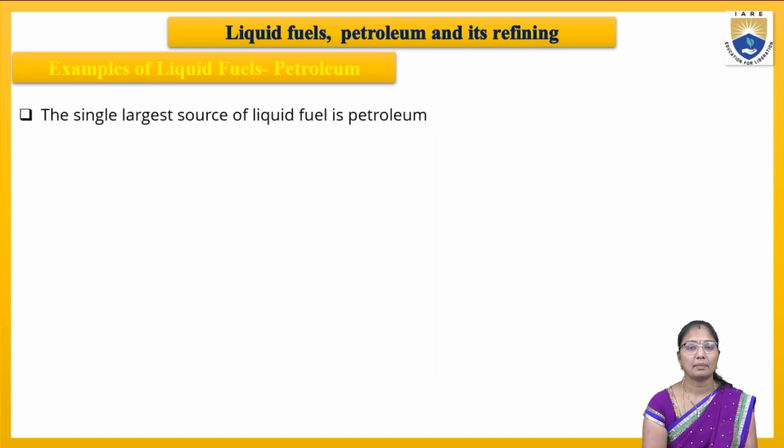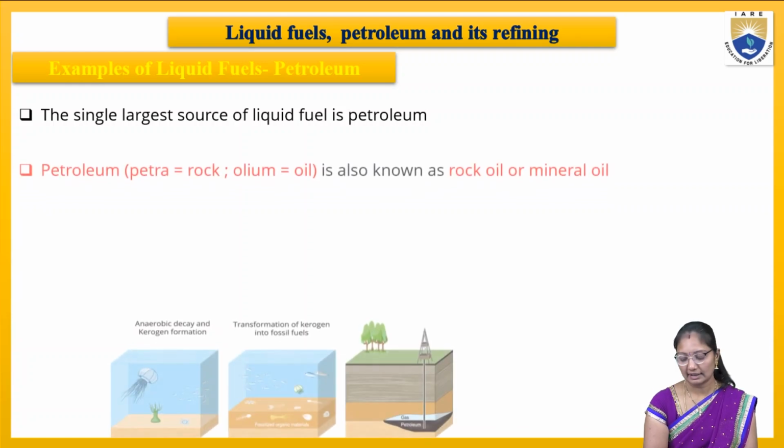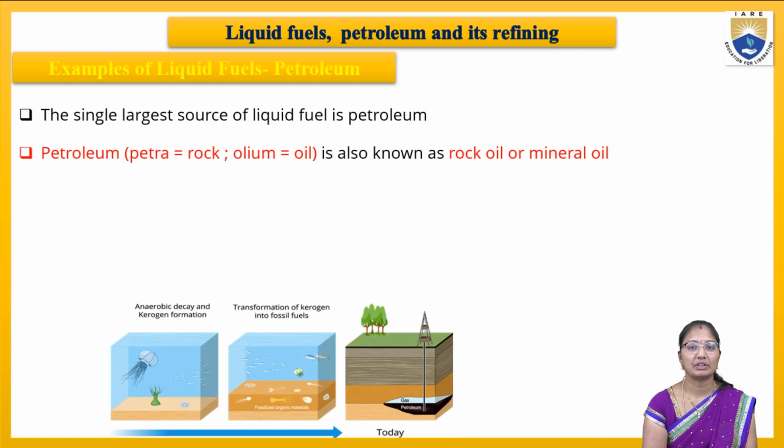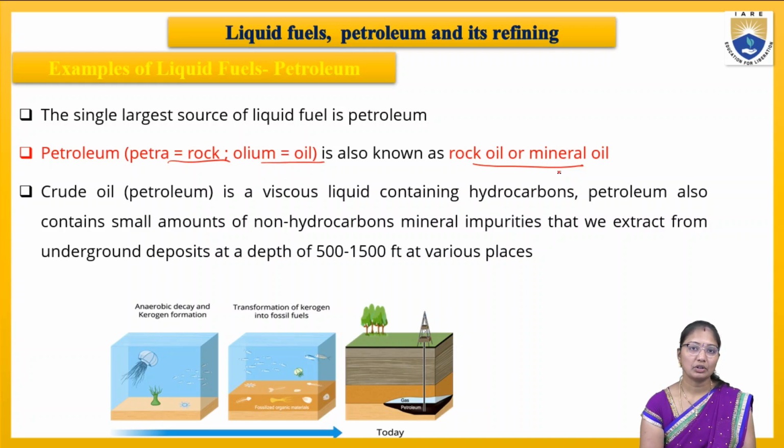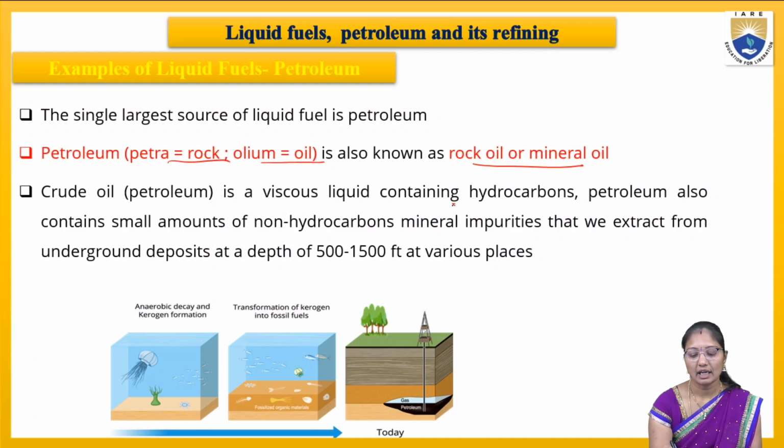So what are the examples of these liquid fuels? The foremost useful liquid fuel is petroleum. This is the single largest source of liquid fuel. Petroleum means petra, rock, and oleum, oil. So it is nothing but rock oil or mineral oil. Crude oil, petroleum, is generally a viscous liquid. It is a very thick liquid with high viscosity, containing hydrocarbons.